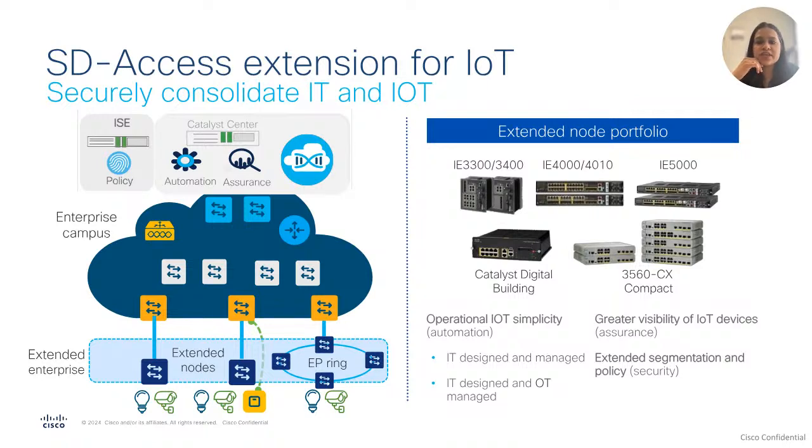The benefits of extending Fabric capabilities using extended nodes really provide the operational simplicity for IoT using Catalyst Center based automation. It also provides you the consistent policies across IT and your operational systems, and also greater network visibility of IoT devices. Again, for supported platforms, which devices are supported, which platforms are not supported, there is a compatibility matrix, and I'll post that link on the chat in a few minutes.